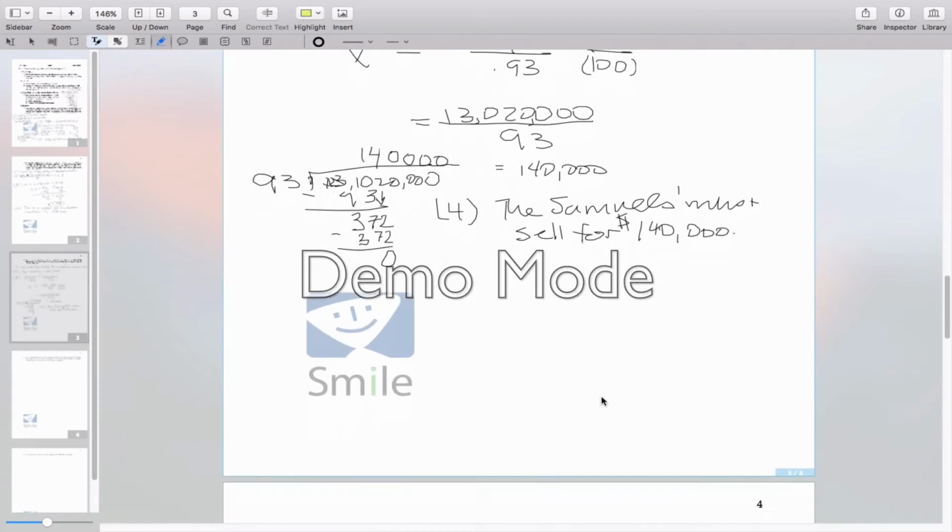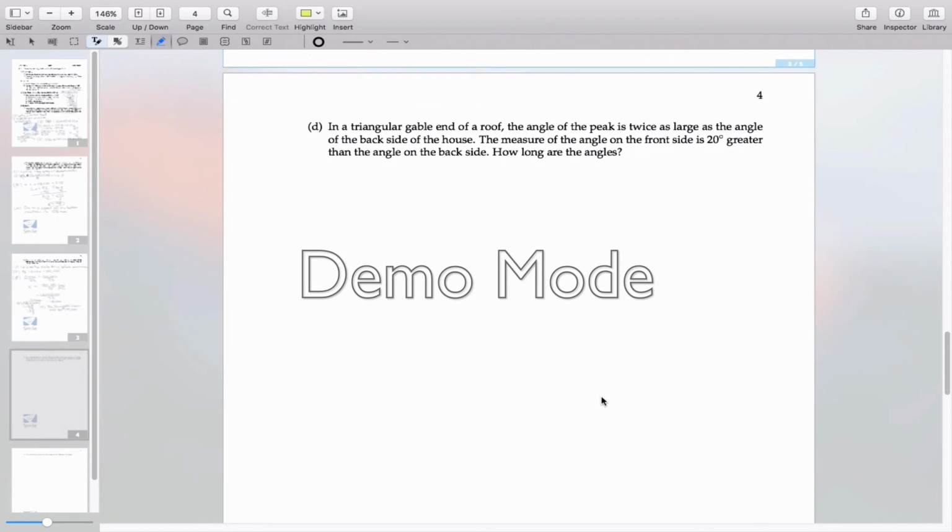Let's look at the next problem. In a triangular gable end on a roof, so I'm going to draw a picture of a triangular gable end on a roof. The angle of the peak is here, and we'll call this side the back. See, there's this reference to the angle of the peak is twice as large as the angle on the back side of the house. So we'll call this the back side of the house. And the measure on the angle of the front side is 20 degrees greater than the angle on the back side. So we'll call this the front.